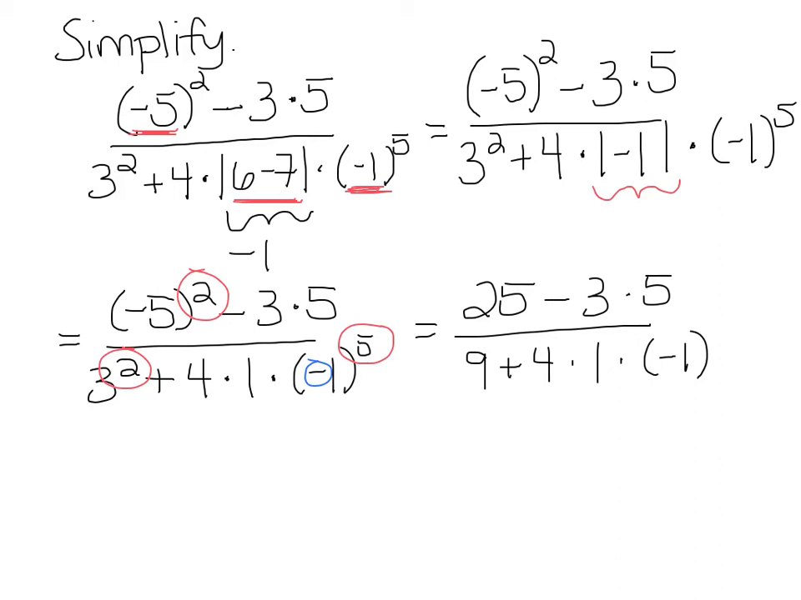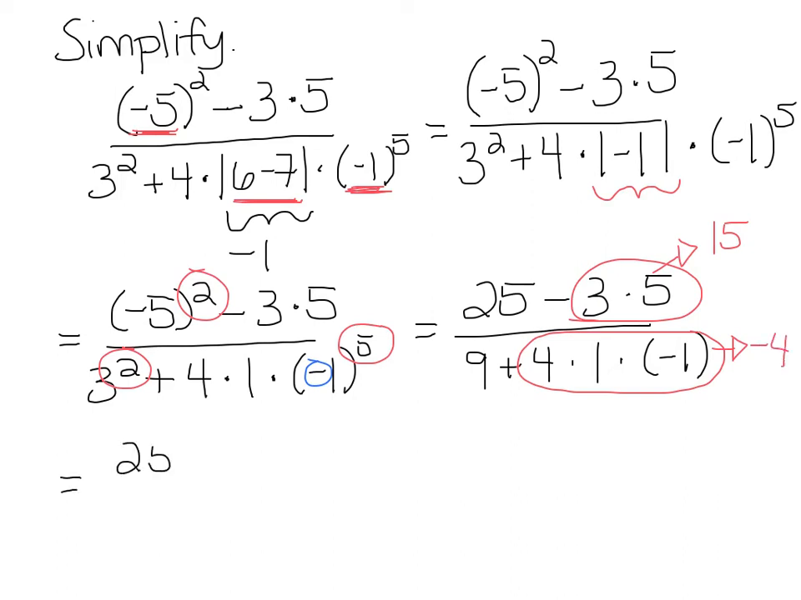Now that our exponents is done, let's move on to multiplication and division, left to right. So we have two multiplication problems, 3 times 5, and this right here, 4 times 1 times -1. This is going to be 15, and this will be a -4. So let's rewrite this entire expression, only making those changes. 3 times 5 is 15, 9 plus -4.